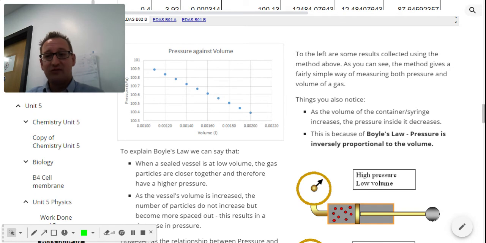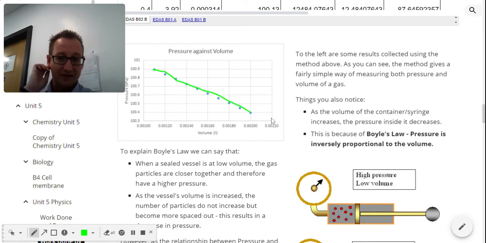We didn't do any graph plotting. I didn't see any value in it. But what we found was that there was a relationship between pressure and volume. And what we found is that as we increase the volume of the syringe, the pressure decreased. And we can see that in the trend line, essentially here.